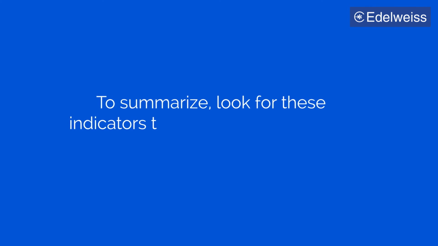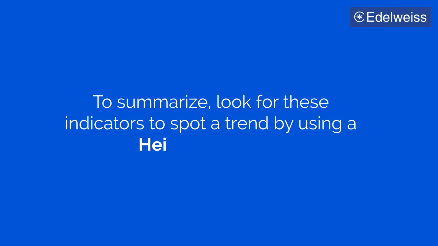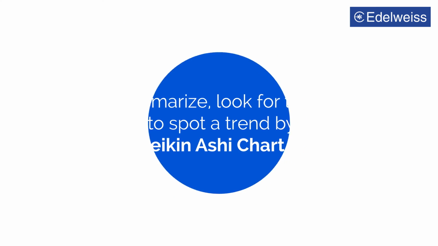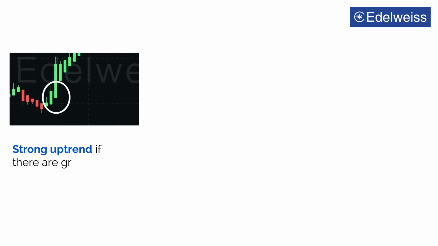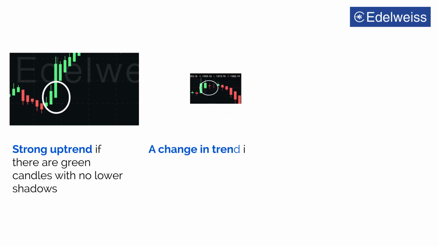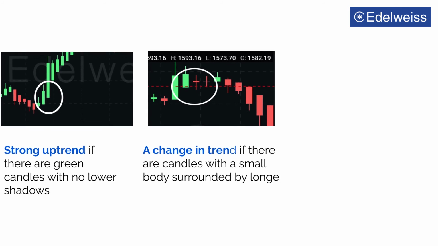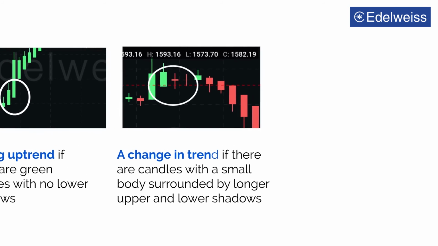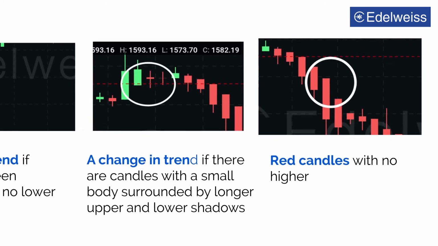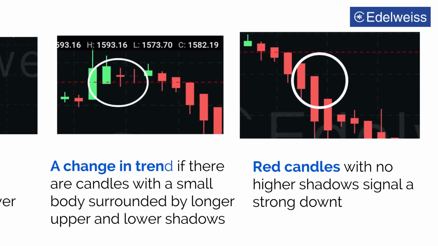To summarize, look for the following indicators to spot a trend by using a Heikin Ashi chart. Strong uptrend if there are green candles with no lower shadows. A change in trend if there are candles with a small body surrounded by longer upper and lower shadows. Red candles with no higher shadows signal a strong downtrend.